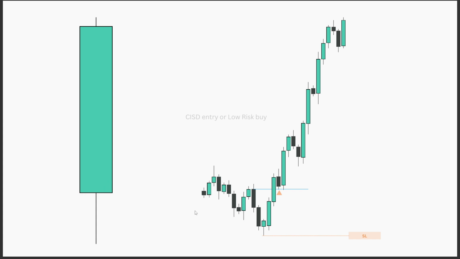So the daily candle open up, then created the low of the day, a change in the state of delivery. Now we could enter on the next candle right after the CISD, but we need that close. So this would be my entry. My stop below this week low of the change in state of delivery or the low of the day. And we could trade the expansion to the upside.